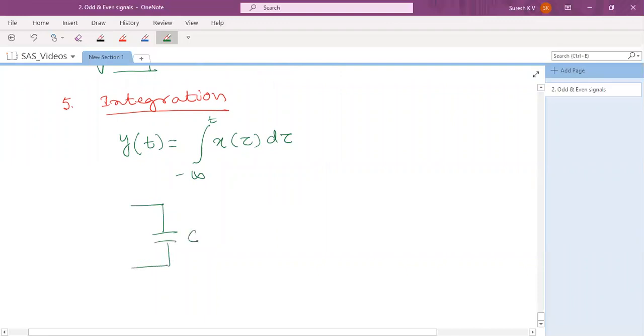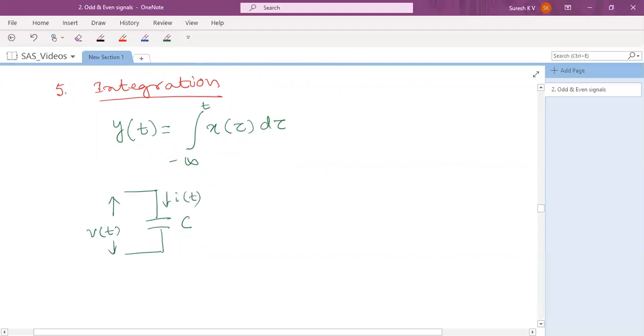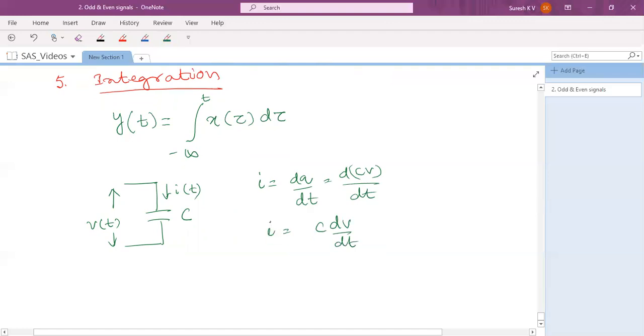Suppose C is the value of the capacitance, V of t is the voltage across the capacitance, and I of t is the current through the capacitor. We know that the current I is dq by dt, the rate of change of charge, which is equal to d into q, which is C into V, divided by dt. C is a constant, so it is C into dV by dt. This is how I can write the current equation.